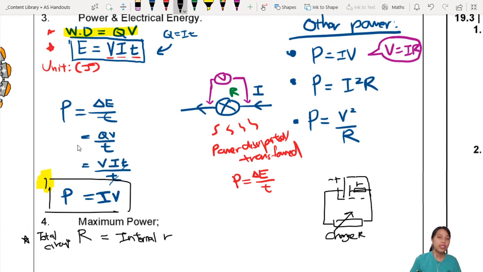Questions have not asked this for quite some while, but just in case it comes out, I just want to let you know. So yeah, if this R matches the small r inside there, then the maximum power will be thrown out by the resistor.